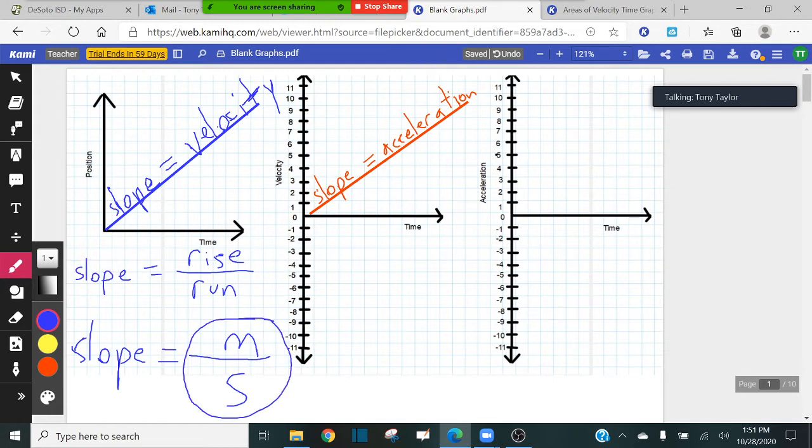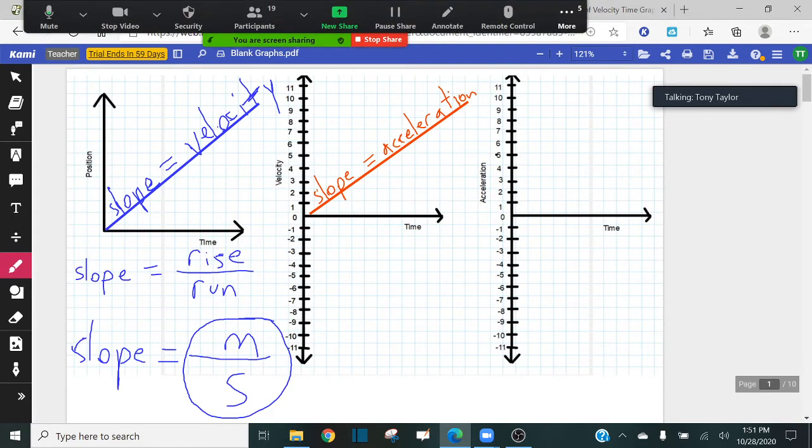So, guys, on a test, if I ask you to mathematically prove to me that the units for velocity can be shown from a position versus time graph, this is what you would do. You would just tell me that if we take the slope of the line of a position versus time graph, it's equal to rise over run, or in other words, meters over seconds, which just gives us meters per second, which are the standard units for velocity.